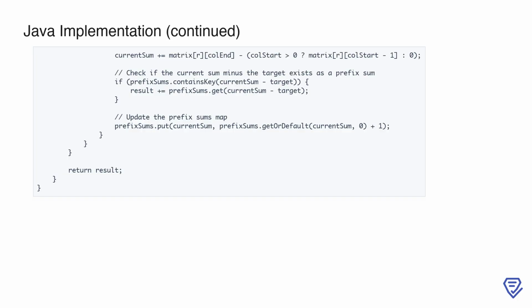If it does, this means we have found submatrices that sum to the target, and we add their count from the hash map to our result. After this check, we update the hash map with the current sum, incrementing its count. This ensures that the hash map remains up to date for subsequent rows. The process continues for all rows within the current column range, and then for all possible column pairs. Finally, we return the result, which holds the total count of submatrices that sum to the target.